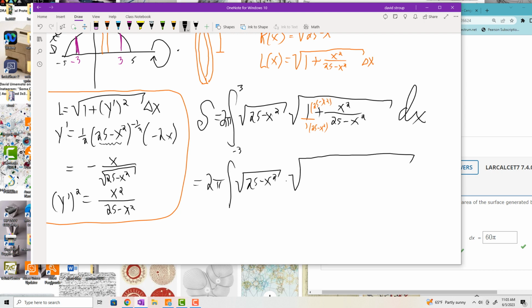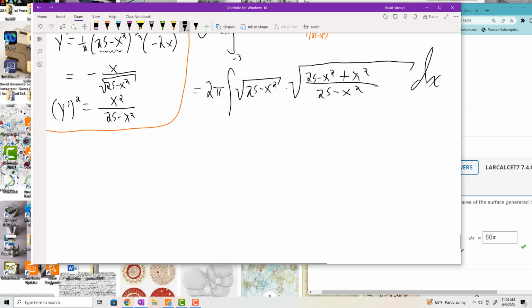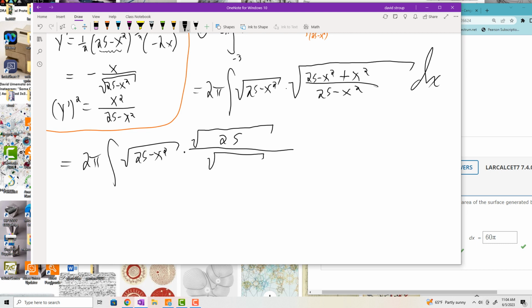And then you're going 25 minus x squared in the first numerator plus x squared all over the common denominator. And you can kind of already see there's going to be a nice cancellation going on. So we get 2 pi integral square root 25 minus x squared. The second square root is a square root of a quotient, so you can split that into the quotient of the square roots. 25 minus x squared plus x squared is just 25. Then the denominator, square root 25 minus x squared.